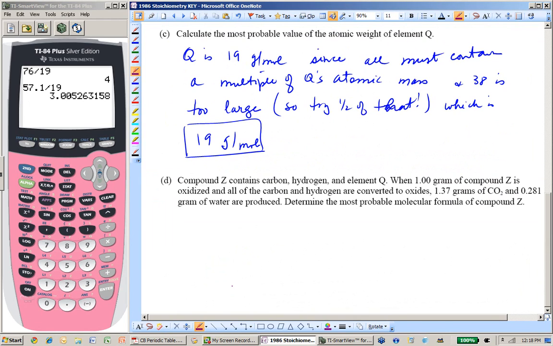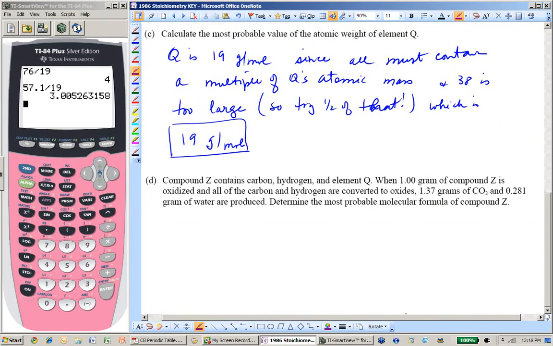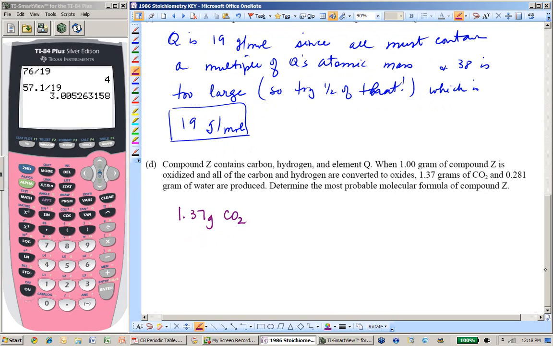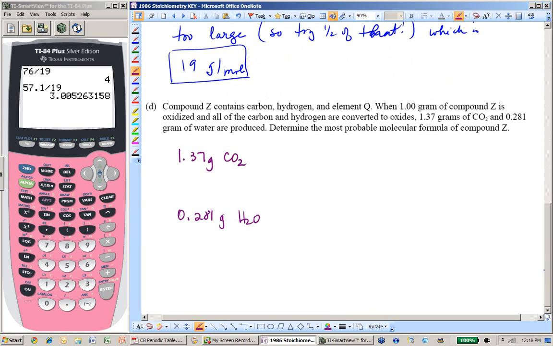Compound Z contains carbon, hydrogen, and element Q. When 1 mole of compound Z is oxidized and all of the carbon and hydrogen are converted to oxides, 1.37 grams of CO2, let's start with that. I feel like when in doubt, find the number of moles. And 0.281 grams of water are produced. Determine the most probable molecular formula for compound Z. Well, when in doubt, find the number of moles. So let's divide this by the molar mass of carbon dioxide, 44.01 grams per mole, and we'll get moles of carbon dioxide. And then this divided by the molar mass of water, 18.02.